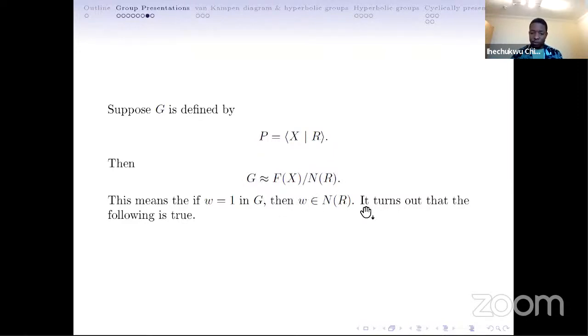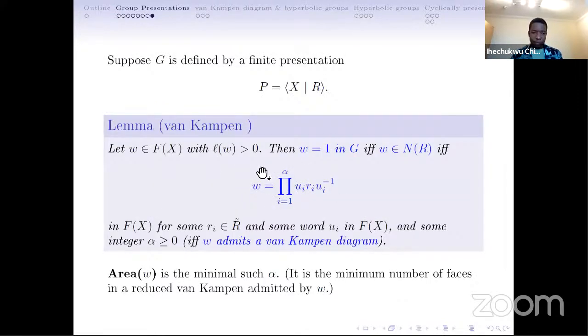It turns out that the following is true. Here's a lemma. It's called the Van Kampen lemma. If you have a word W in your free group which has length greater than 0, then W is trivial in your group if and only if W belongs to this normal subgroup. We've seen that. But then, if and only if W can be written in this form. This is the key thing that leads to a Van Kampen diagram. So if and only if W admits a Van Kampen diagram. The point is that if you can write your W in this form, then it does admit a Van Kampen diagram. I'm going to tell you what this is in the next slide.